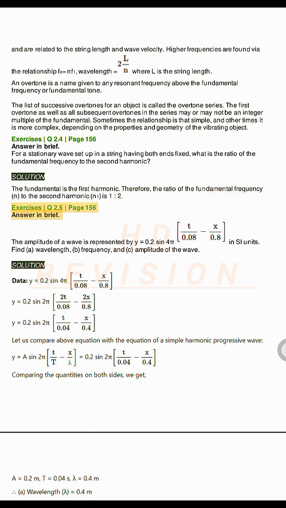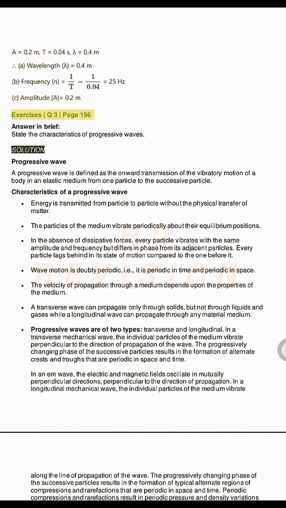Exercises Q2.5, page 156. Answer in brief. The amplitude of a wave is represented by y equals 0.2 sin 4π. In SI units, find a) wavelength, b) frequency, and c) amplitude of the wave. Solution.